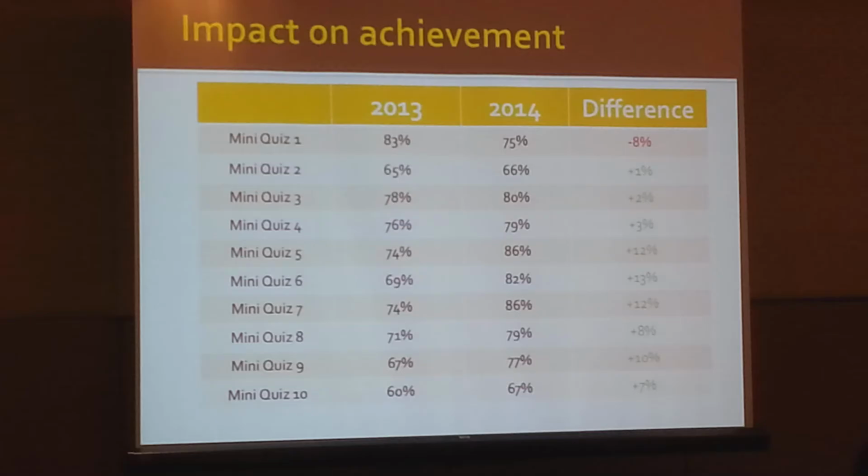So what impact did this have on achievement? Okay, if we have a look, the two groups were fairly comparable in 2013 and 2014 based on pre-testing. We can see, however, that 2014 actually scored lower on the first mini-quiz than 2013. There was a minus 8% difference between the two groups. There were 40 learners in 2013, 41 learners in 2014. Minus 8, but after the students started receiving the training, there was a 1% increase by mini-quiz 2, mini-quiz 3 increased to 2, then to 3, then to 12, then to 13, then to 12.